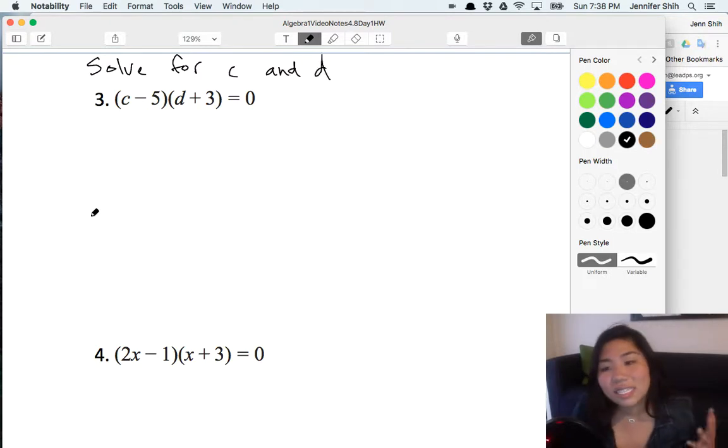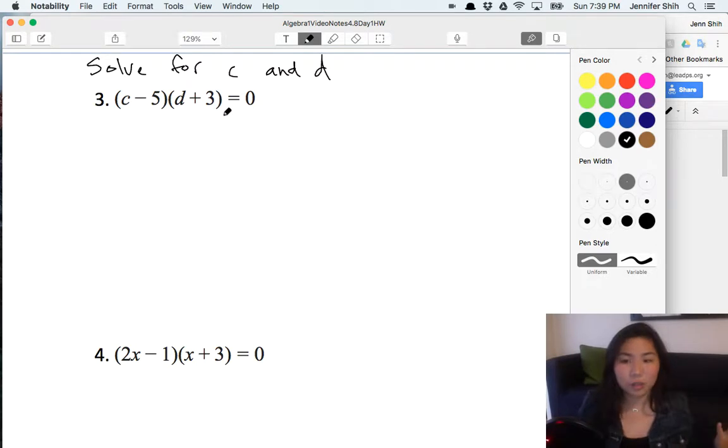Now, C could be any number, but if D was equal to -3, this would be a true statement. We could put a big check mark and say it's true. Same goes for D could be any number. If C is equal to 5, then 5 minus 5, we would have 0 times any number. And we know the zero property is 0 times any number is still going to be 0. So let me show you how I do this.